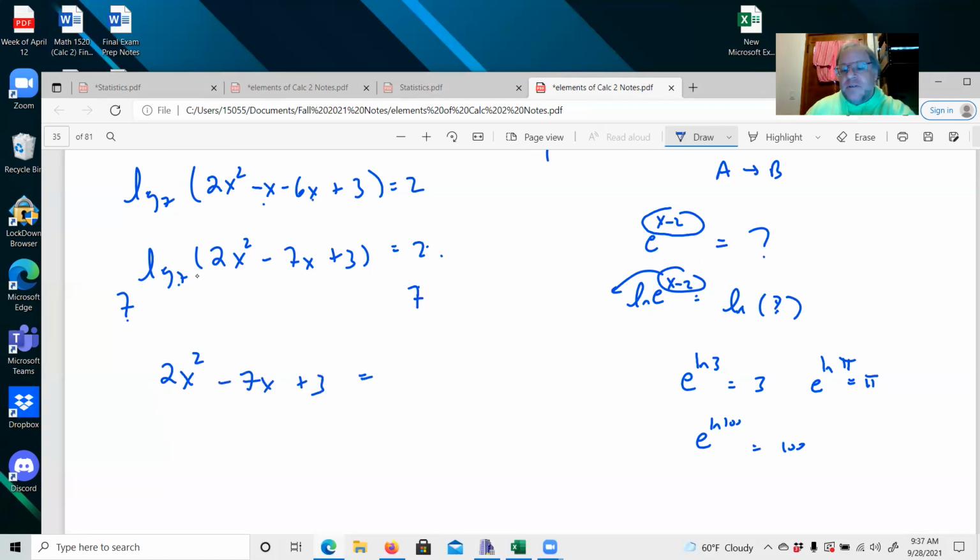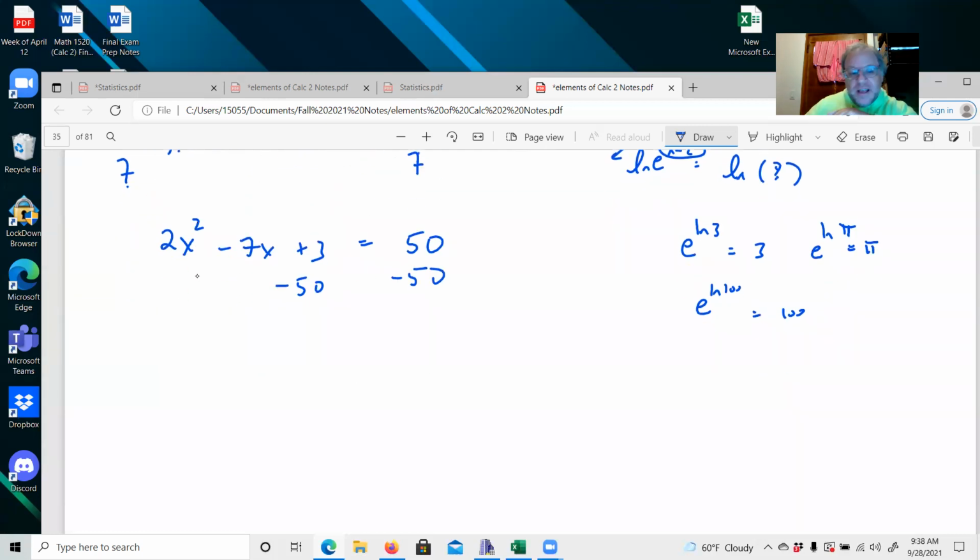7 squared is equal to 50. All right? So that's what we have to work with. Subtract 50 from both sides. Great, because it has to be 0. The 2x squared minus 7x minus, what do we have here, 47?